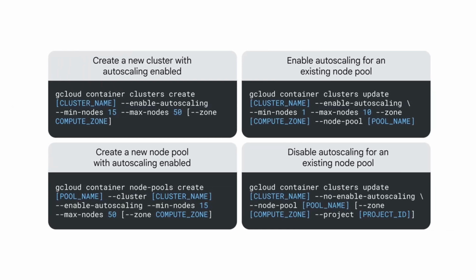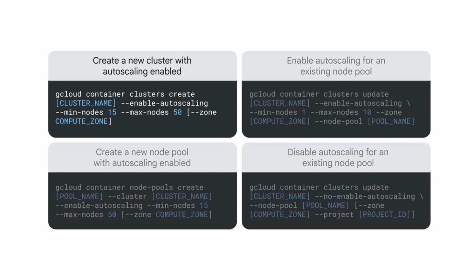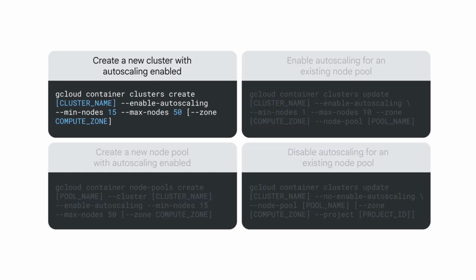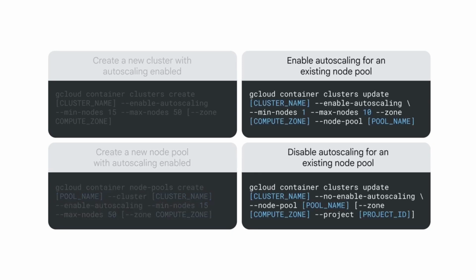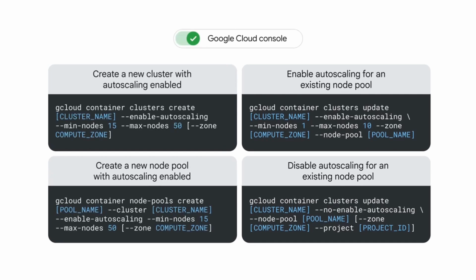Let's wrap up by exploring some common gcloud commands used for autoscaling. You can add the enable-autoscaling flag to a cluster's create command to create a new cluster with autoscaling enabled. You can also add the enable-autoscaling flag to a node pool's create command to create a new node pool with autoscaling enabled. You can enable or disable autoscaling on existing node pools by adding an enable-autoscaling or no-enable-autoscaling flag to a cluster update command. These actions can be executed from the Google Cloud Console too.